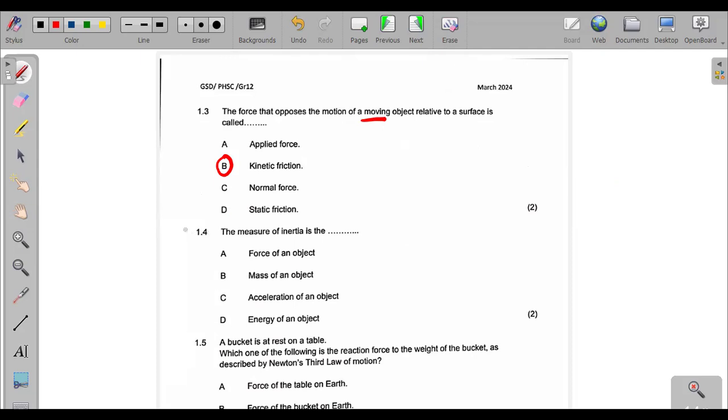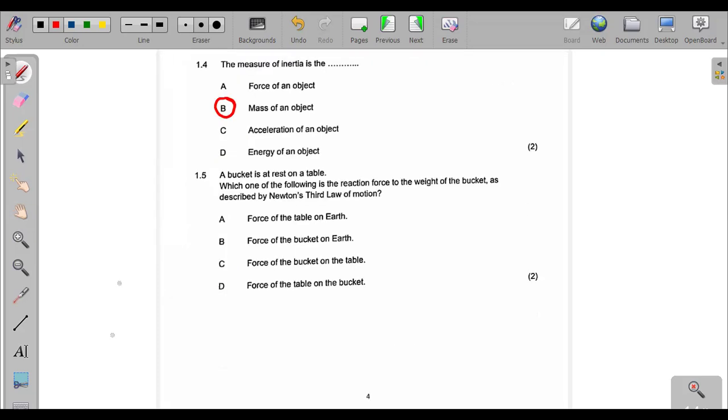1.4. The measure of inertia is the mass of an object. It's important to note that the mass of an object is the measure of inertia. Just out of interest, inertia is the resistance of a body to a change in its state of rest or uniform motion in a straight line. Let's go to 1.5.